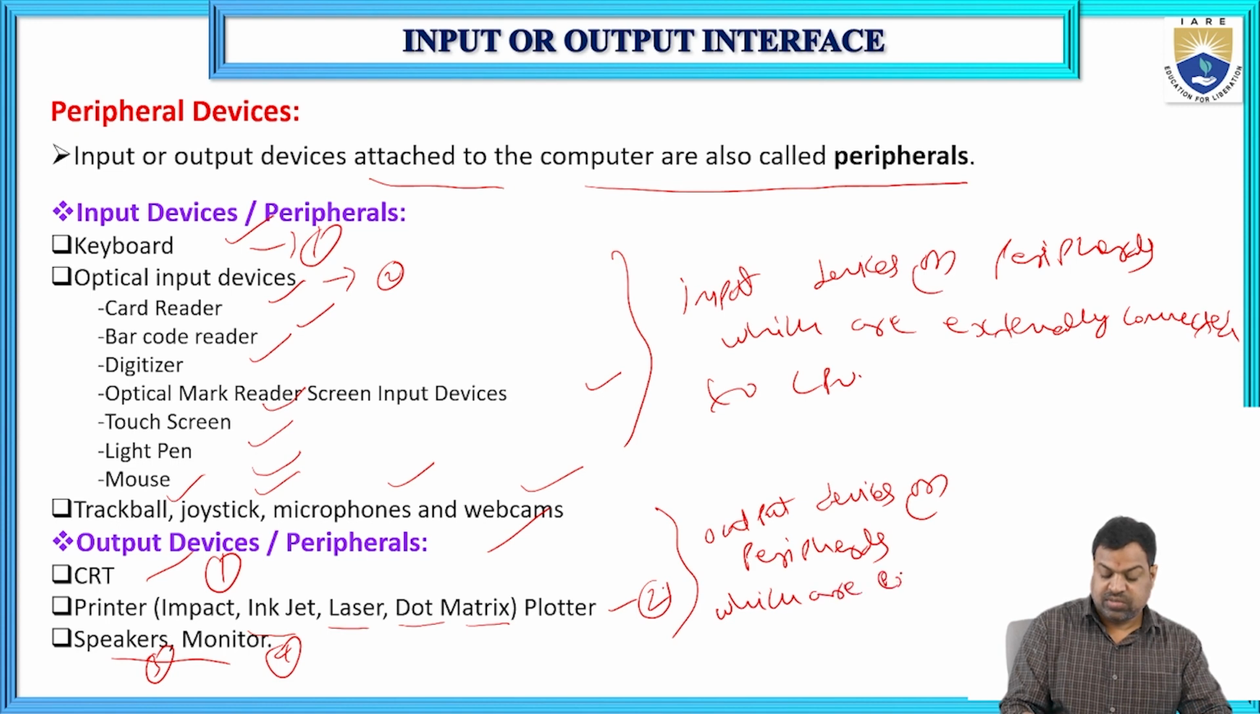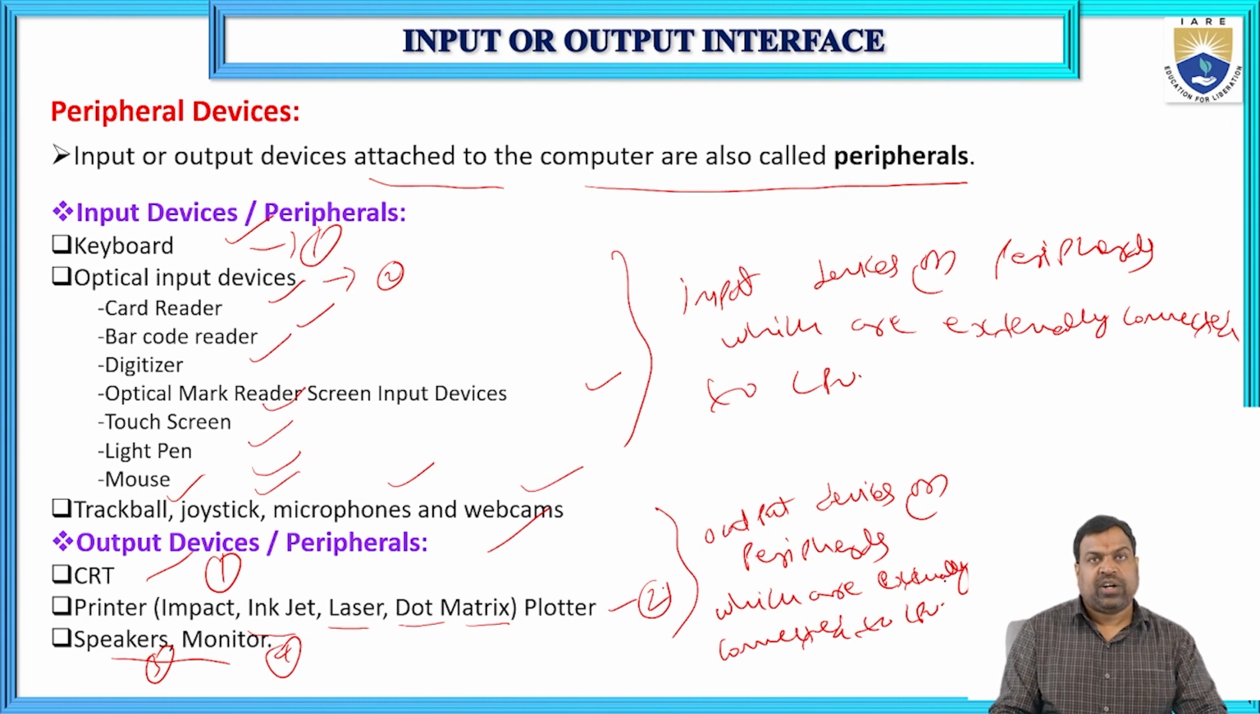which are externally connected to the CPU. So what are the peripheral devices? We are dividing them into two: input devices or input peripherals and output peripherals. Keyboard, card reader, barcode, digitizer, optical mark, touchscreen, light pen, mouse, trackball, joystick, microphones, and webcams are the input devices. And output devices means CRT, cathode ray tube, printer, speaker, monitor. These are the output devices.